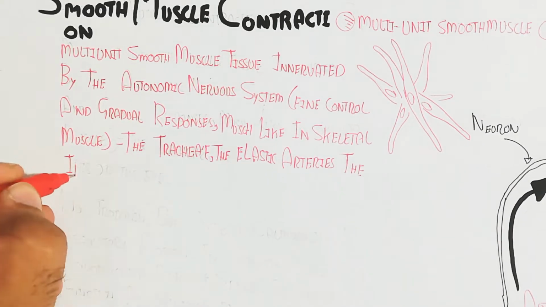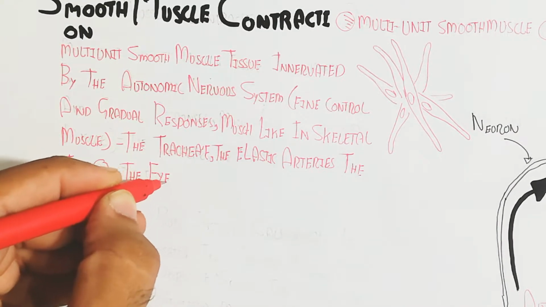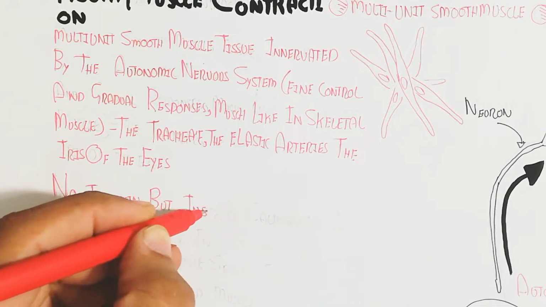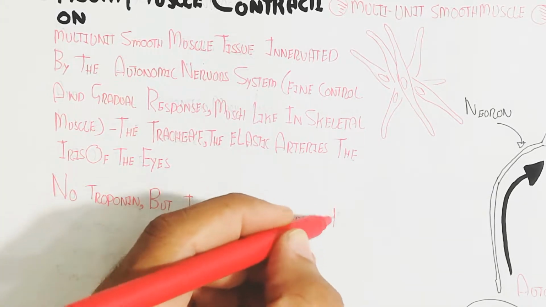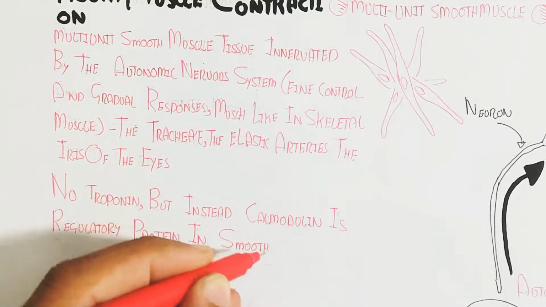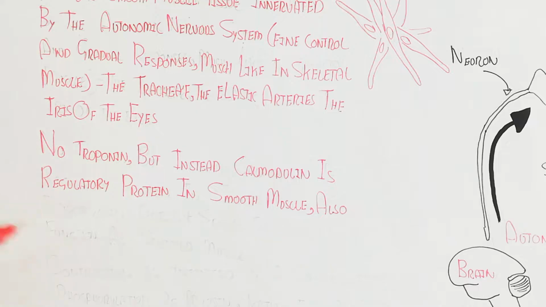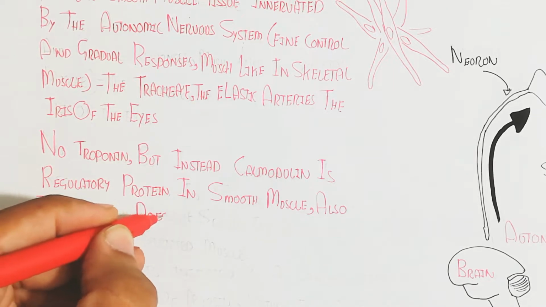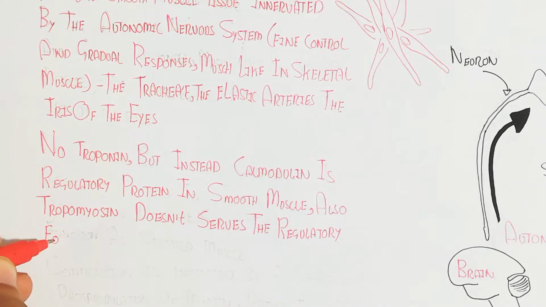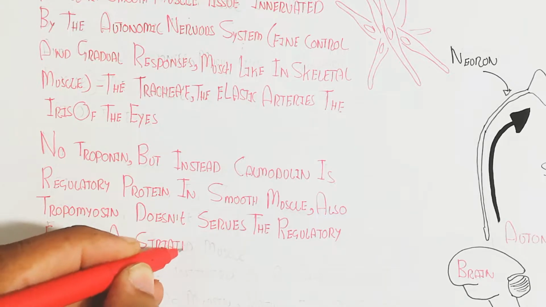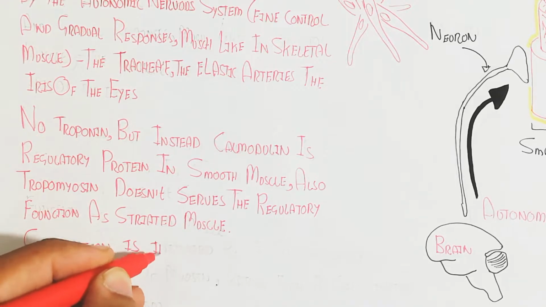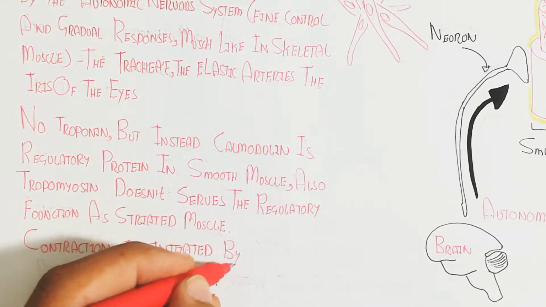So what is the difference between skeletal muscle and smooth muscle cell, or cardiac muscle? Basically, no troponin is present in the smooth muscle cell; instead calmodulin is the regulatory protein in smooth muscle. Also, tropomyosin doesn't serve the regulatory function as in striated muscle.